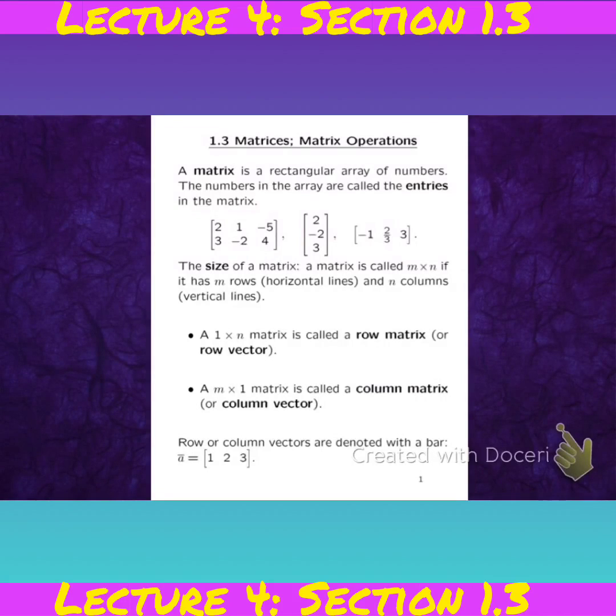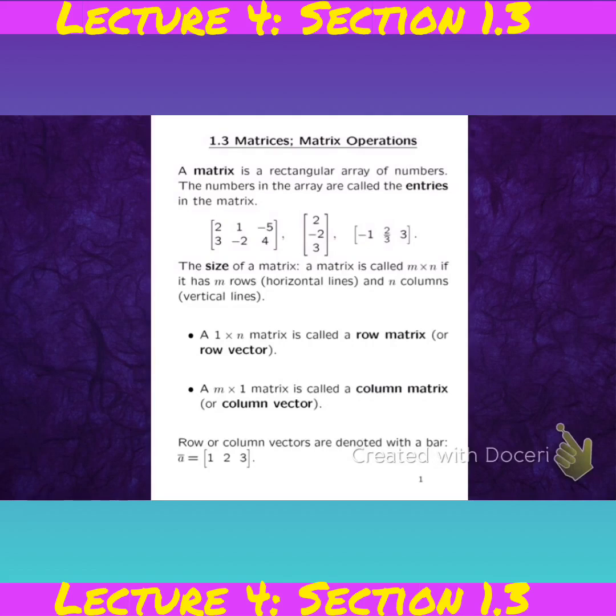Right, so section 1.3 deals with matrices and matrix operations. The matrix operations we are referring to here are basically adding matrices, subtracting matrices, and multiplying matrices. Multiplication in matrices is obviously going to work differently to the way we multiplied numbers, so we're going to define matrix multiplication in a very specific way.